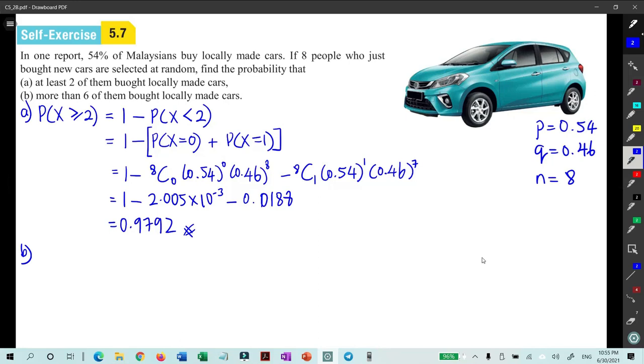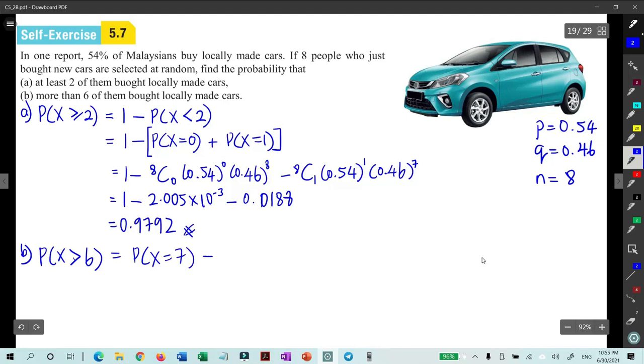More than 6 of them bought locally made cars. So meaning we have to take P(X more than 6). More than 6 means greater than 6. So here we just need to take P(X=7) plus P(X=8). So don't write 1 minus P(X less than or equal to 6), because if you do that, you have to calculate a lot of values.